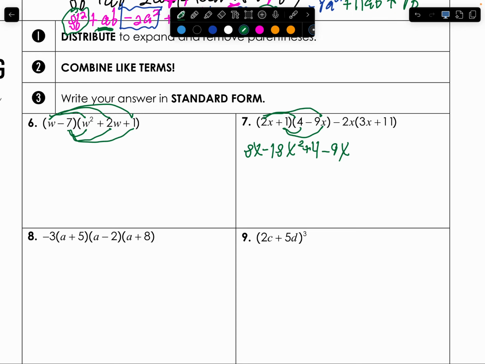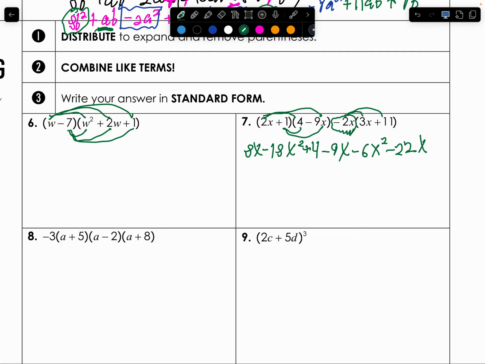Now, I'm going to take the number in front of the parenthesis and multiply it, or distribute it. Negative 2 times 3 is negative 6, and x times x is x squared. And negative 2x times the 11, that's what I'm looking at right now. 2 times 11 is 22, negative 22x.